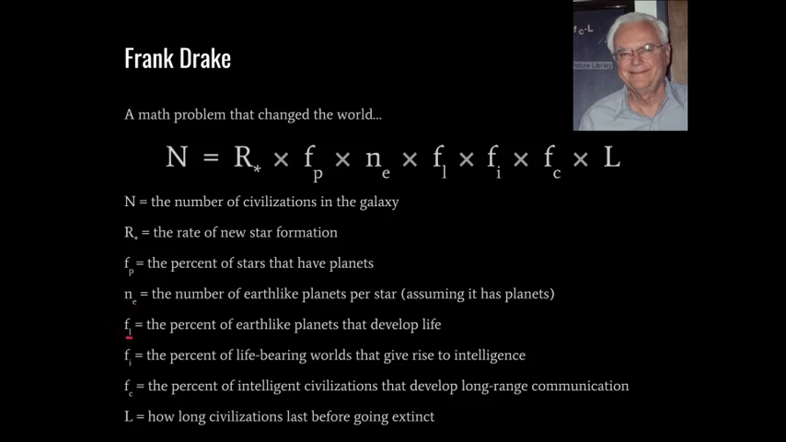All right, next one. The fraction of those that have life on them. Here we're in hypothetical zone. We don't know that number. So assume that we get a planet that's perfect for life. It's a good temperature. It has water. It has a nice atmosphere. It's got a good amount of gravity. It's rocky. It's not too hot, not too cold.